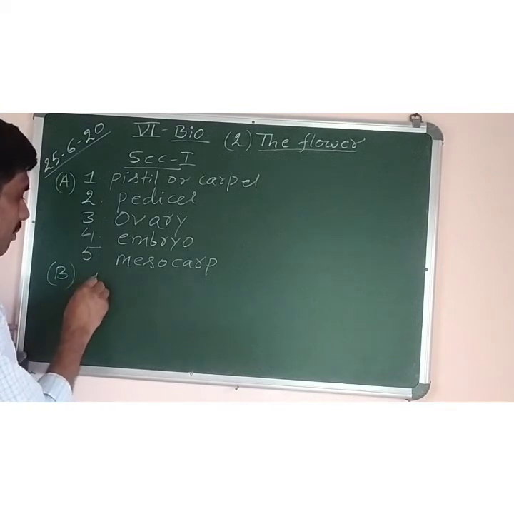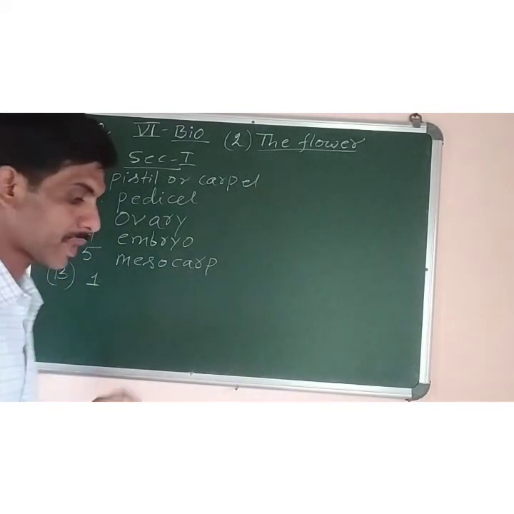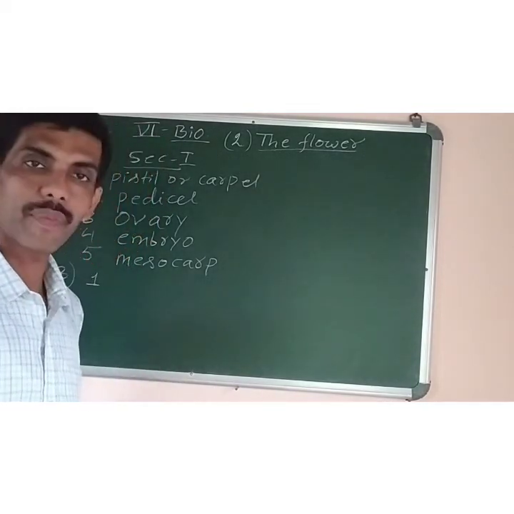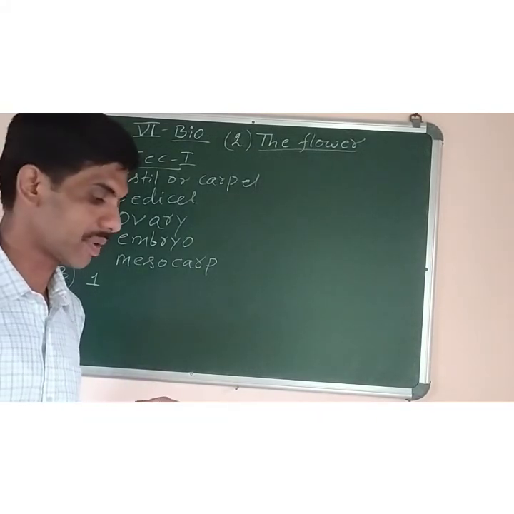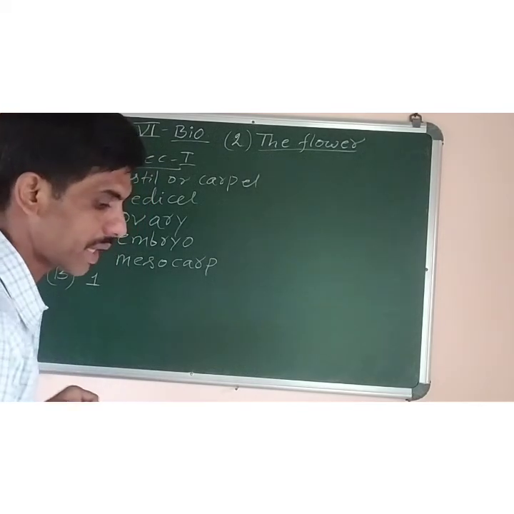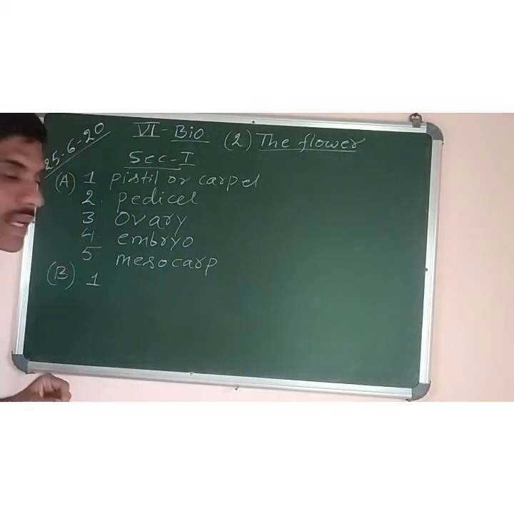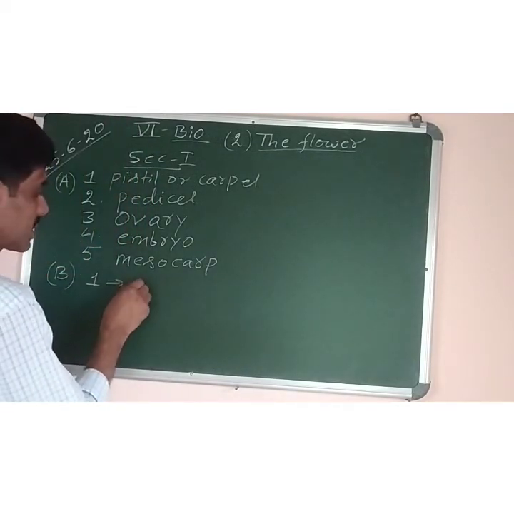Number B, the first question is, I will read out. Which of the following is not a part of the flower? Okay, which part is not of the flower? Number A, corolla. B, calyx. C, stamen. D, apical. So number 1 answer is D.